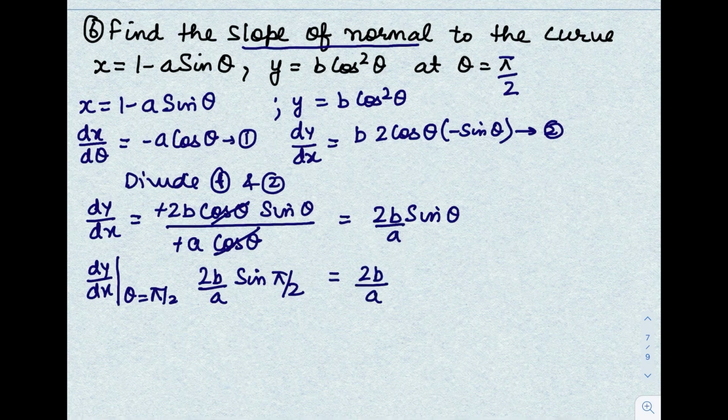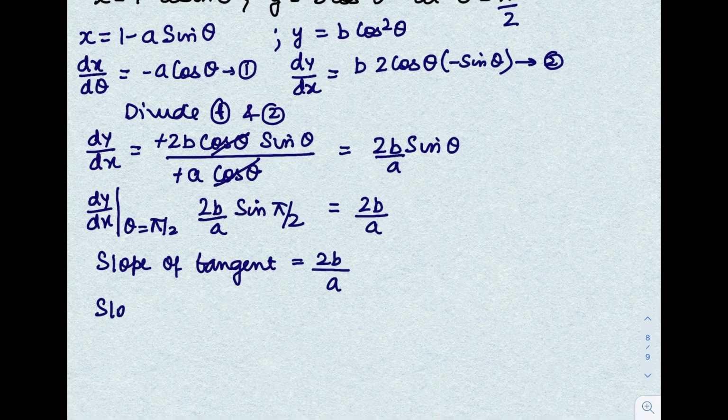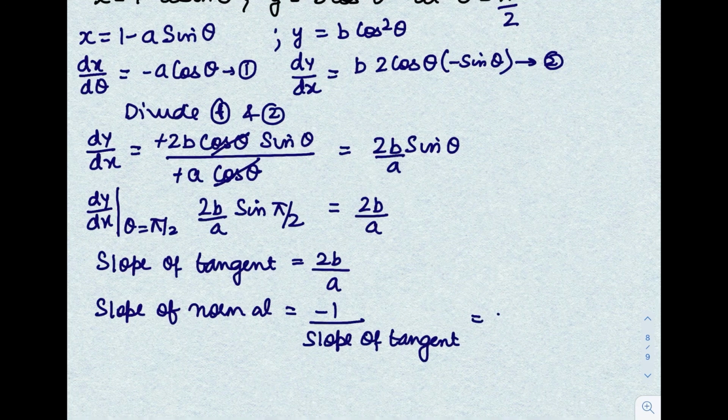So we get 2b upon a as the slope of tangent. But in this question we need to calculate the slope of normal. So slope of normal becomes minus 1 upon slope of tangent, that is minus 1 upon 2b by a. Just take the reciprocal. Minus a upon 2b is the required slope of the normal. Wasn't that easy? This is the end of tangent and normal part 1.